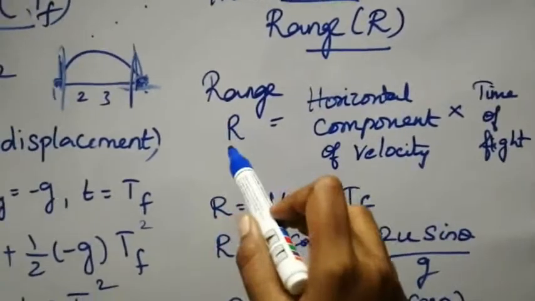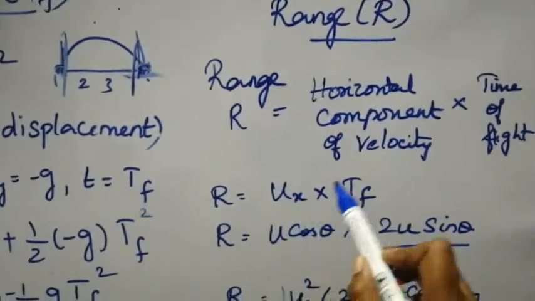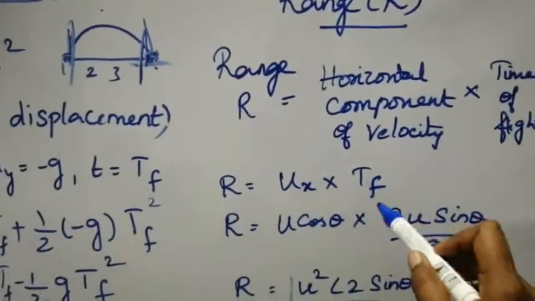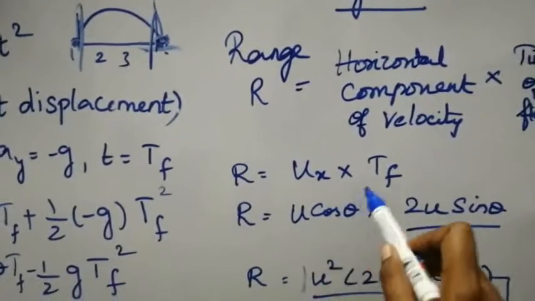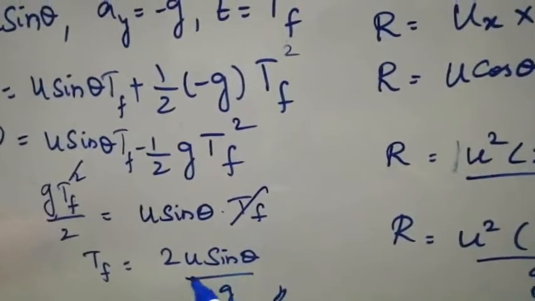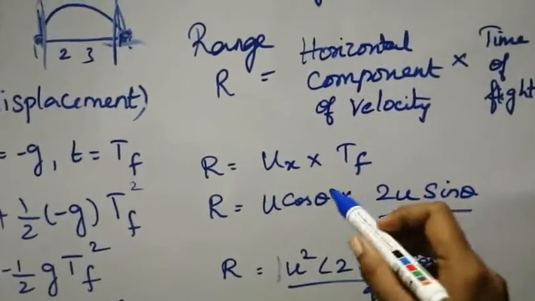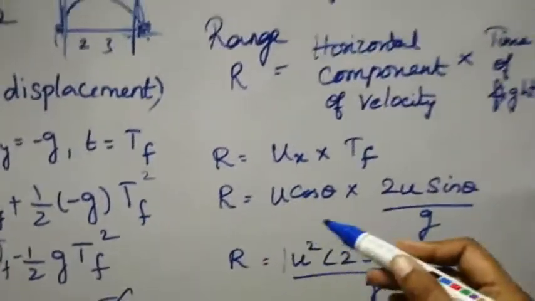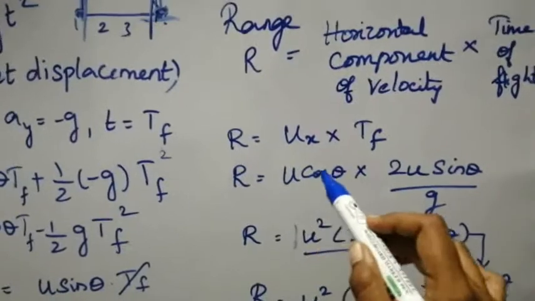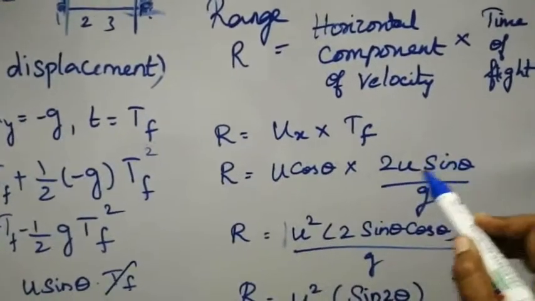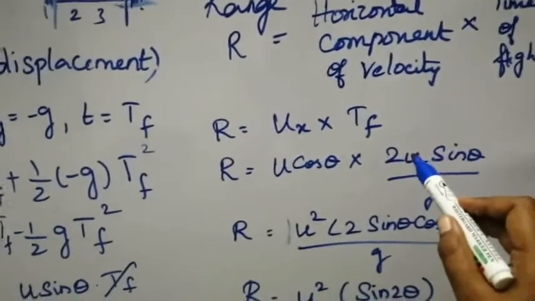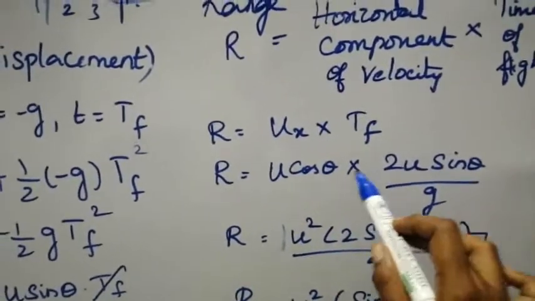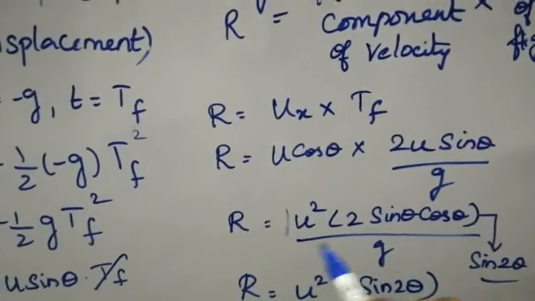This is your range. So the horizontal component is ux, for velocity it is initial velocity, right? So it is ux into time of flight, tf. ux we know is u cos theta, and tf is what we have found now. It is 2u sin theta by g. So substitute that in this equation here. Let this equation number be 6. So R is equal to u cos theta into 2u sin theta by g. Here I am going to multiply and write it as u square, then 2 cos theta sin theta by g.